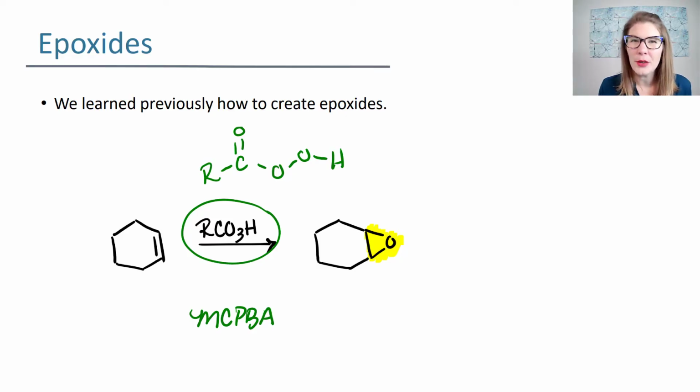Now, the most common point of confusion right here is when people see MCPBA, they think, whoa, but that created the trans diol. Oh, no, it didn't. MCPBA itself alone created the epoxide. And then what you did was you added acid in a separate step that then opened up that epoxide ring to create the trans diol. So take those two ideas and separate them in your brain.